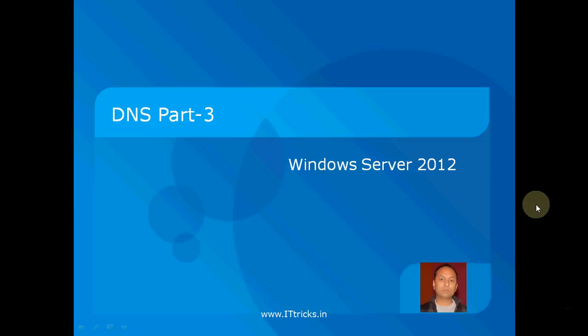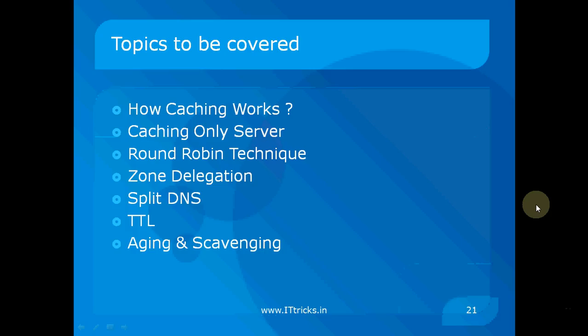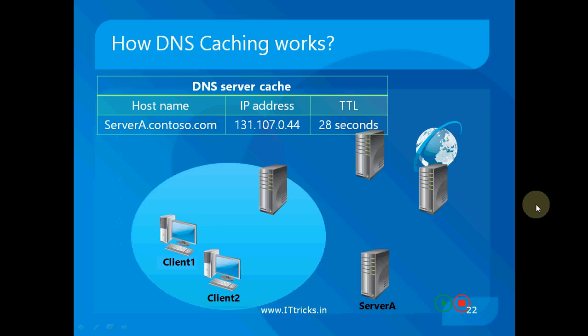So friends, welcome to part 3 of the DNS tutorial. Here we will discuss caching, how caching works, what caching only servers are, what the round robin technique is, zones, delegation, split DNS, TTL, and finally we will discuss aging and scavenging. So first of all, let's discuss caching.